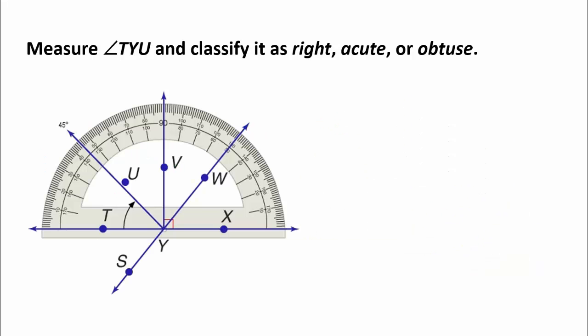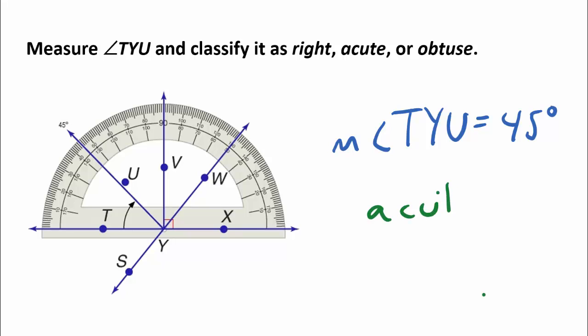Now let's measure angle TYU and classify it as right, acute, or obtuse. Angle TYU is this angle here, and then we're going to use our protractor to measure it. Since it goes through this 0, we're going to count the outside numbers, and the measure of angle TYU is going to equal 45 degrees. And because it is 45 degrees, that would make it an acute angle.